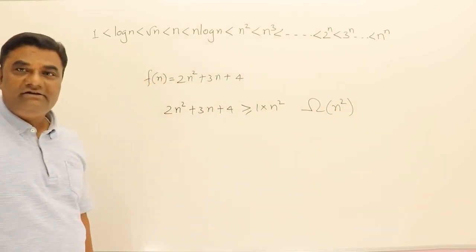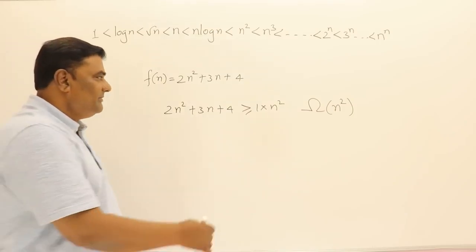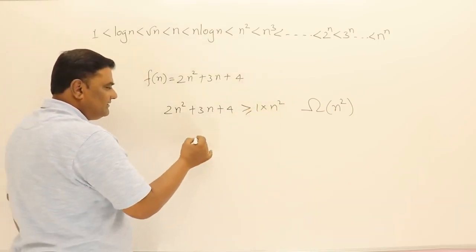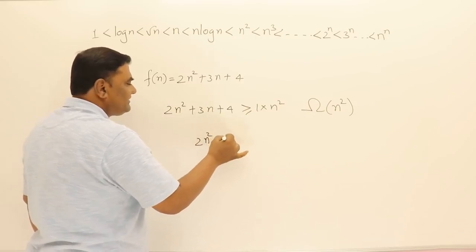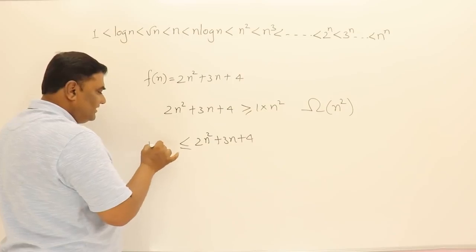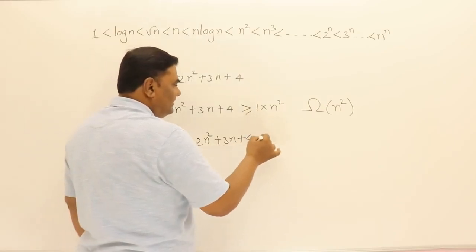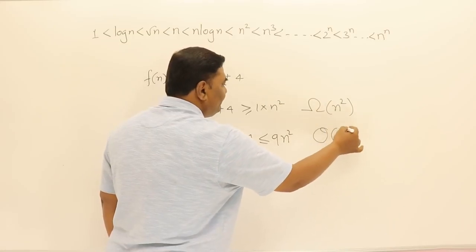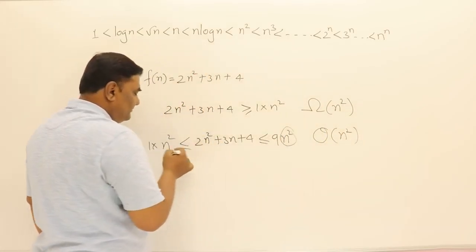So even I can write omega of n square. I made it as 1 into n square. Now the same thing, 2n square plus 3n plus 4 is lying in between 1n square and 9n square. So this is theta of n square on both the sides.